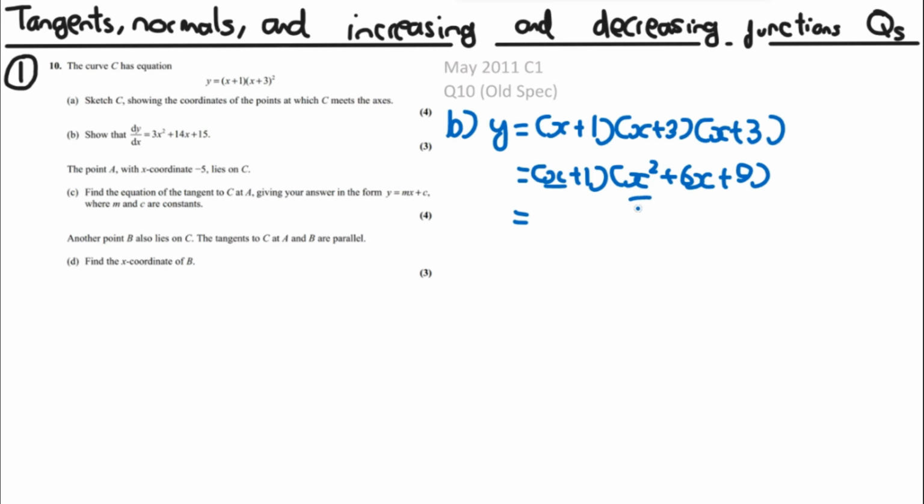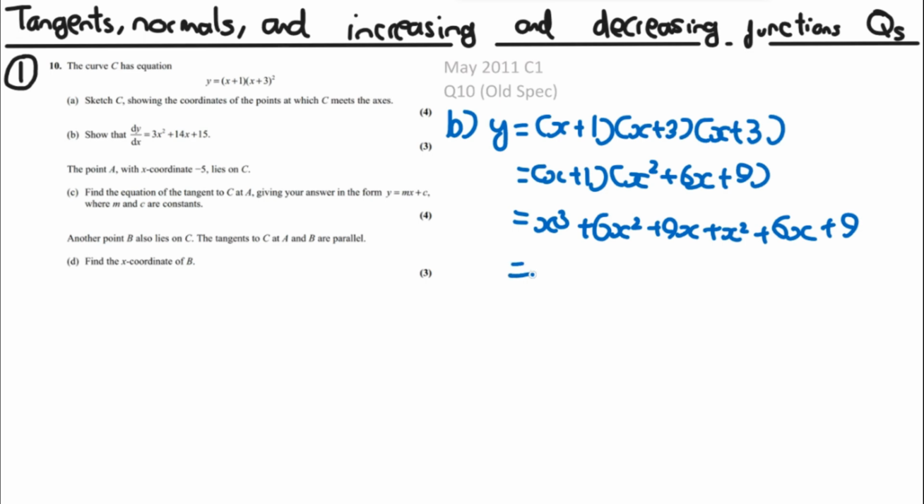So x times x² is going to be x³, x times 6x is going to be 6x², then x times 9 is going to be 9x, 1 times x² is going to be x², 1 times 6x is going to be 6x, and then 1 times 9 is going to be 9.